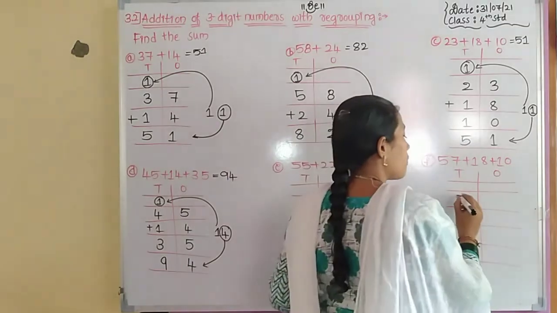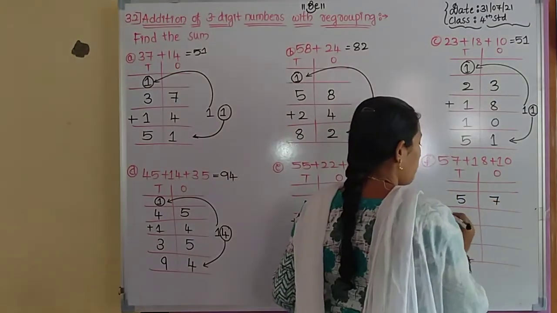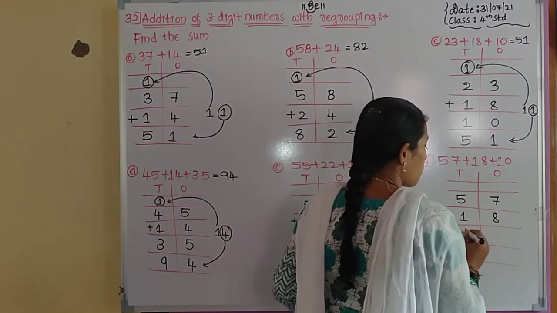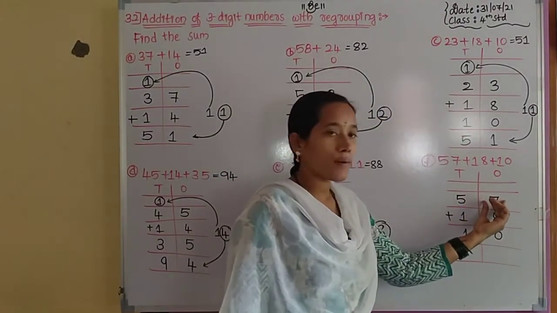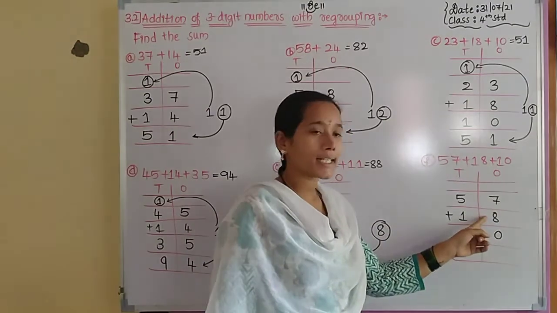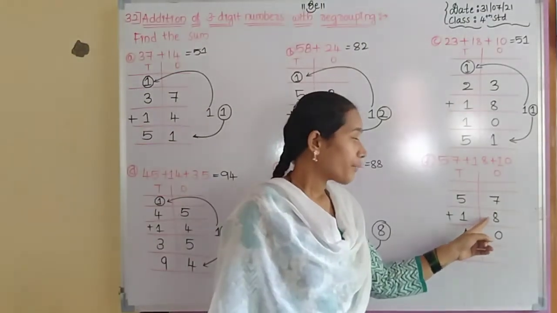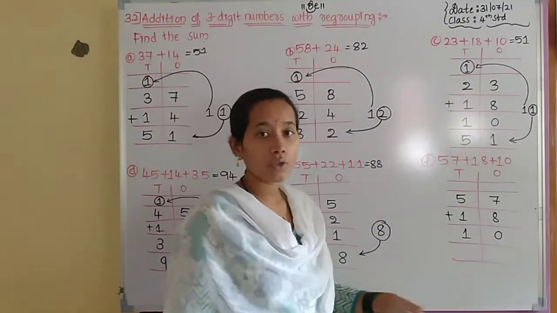The next one, 57 plus 18 plus 10 is there. So write here 57 plus 18 plus 10. So here add the digits in the ones placement first. 7 plus 8 is equal to, very good, 15. 15 plus 0 is equal to 15 only.